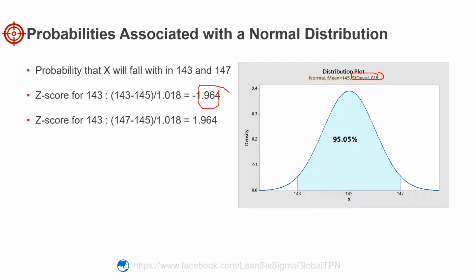1.964. For any normal distribution, the probability that the z-score is between minus 1.964 and 1.964 is the same. Using software such as Minitab or JMP, we find that this probability is 0.9505.